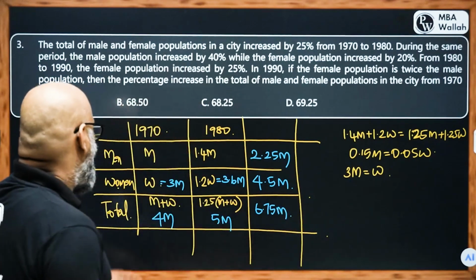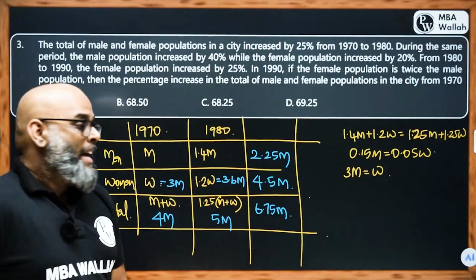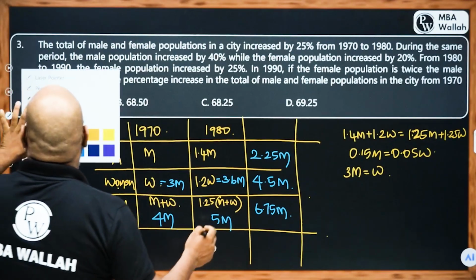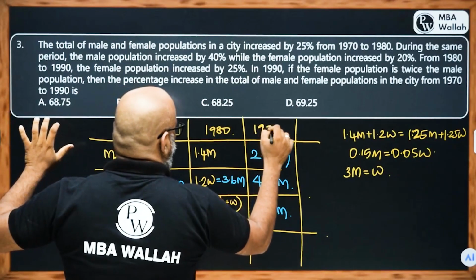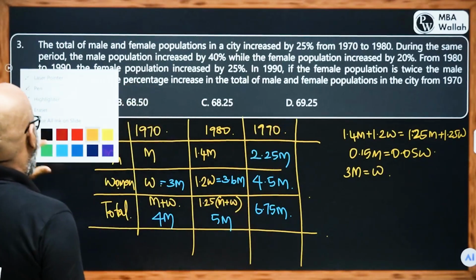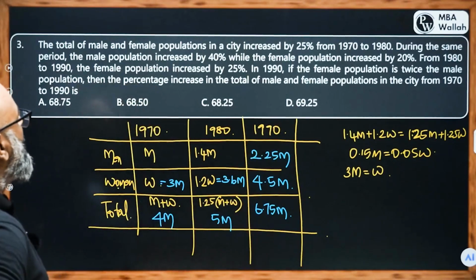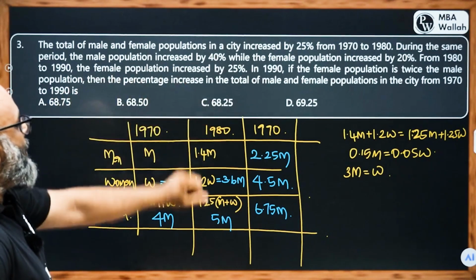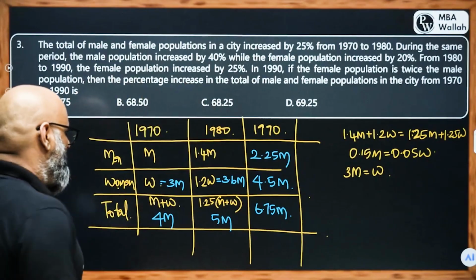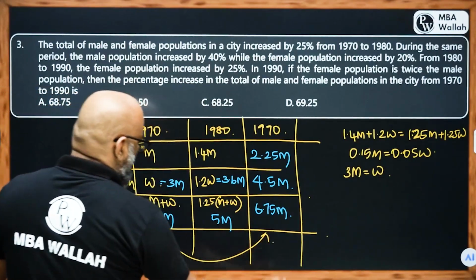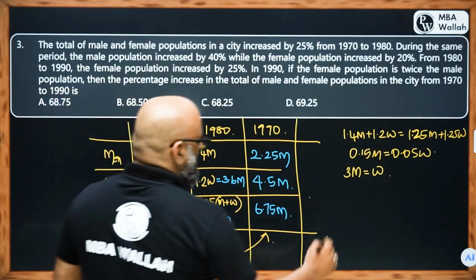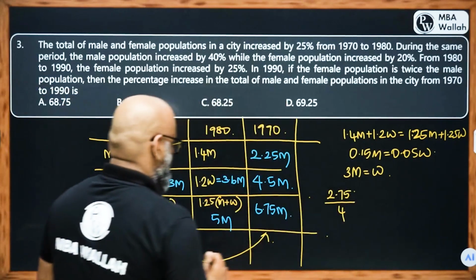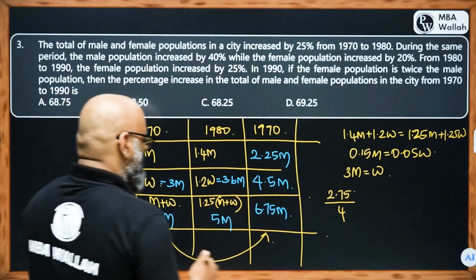What is the question? Now we have all the data that we need and everything is written with respect to m. So any ratio that they ask, it is doable. We can figure it out. What is the question asked? It is saying then the percentage increase in the total male and female populations from 70 to 90. So from here to here. So it is an increase of 2.75 from 4 into 100.